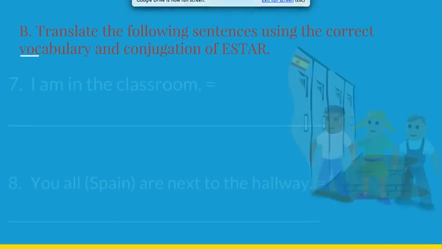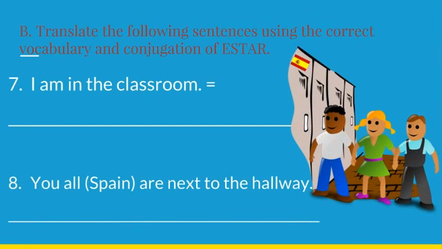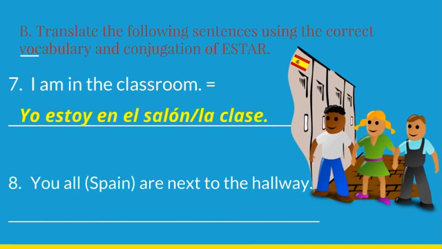Okay, so for número 7 y 8, you're actually going to be now writing these in Spanish. So take a moment, use your notes and prepositions on estar, and do your best to write these in Spanish. And go ahead and pause your video here while you write your answers. So número 7, I'm in the classroom. You should have yo estoy for I am, en el salón or la clase, or you can use the word la aula también.